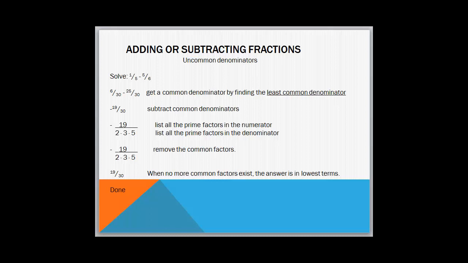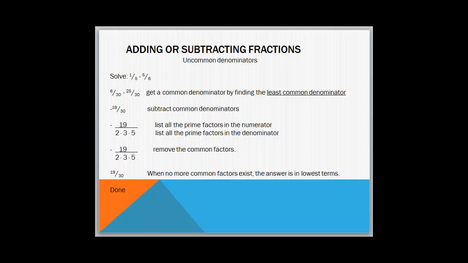All right, it's just we cut our whole into 30 pieces instead of 5. All right, so 5 goes into 30, 6 times 1 is 6, so that 1/5 is equivalent to 6 over 30. And then 6 goes into 30, and 5 times 5 is 25. So 5/6 is the same thing as saying 25/30ths.